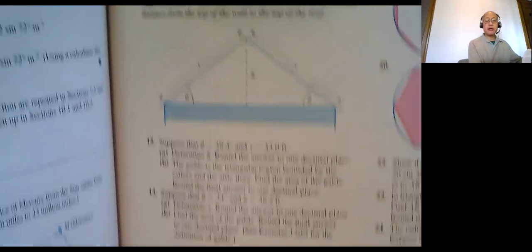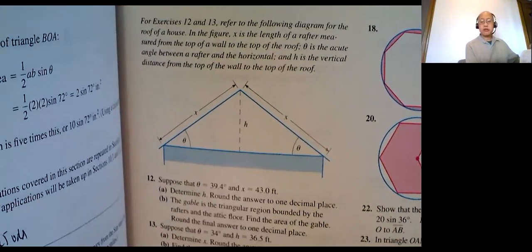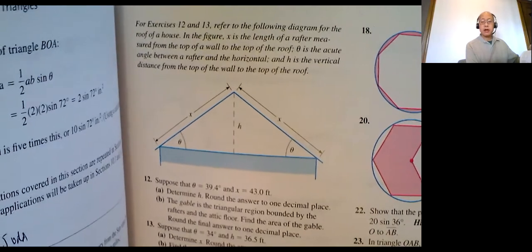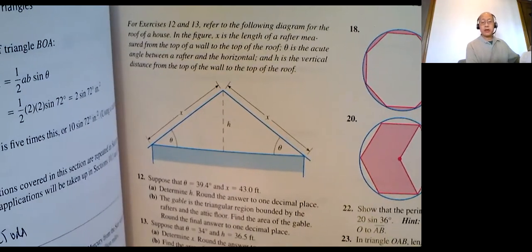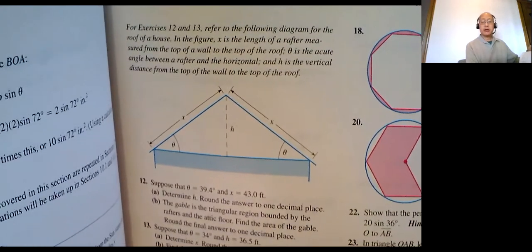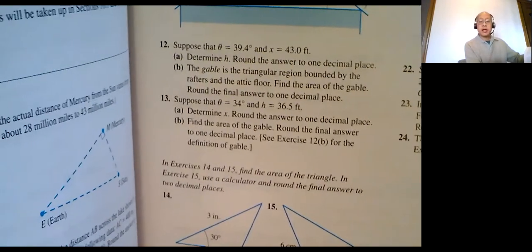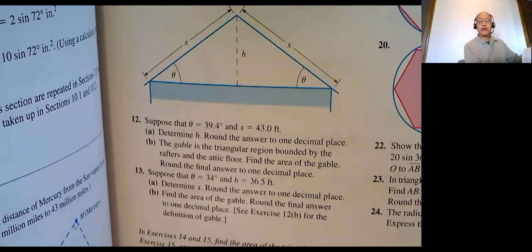All right, let's see. 13 is based on this picture here. So it's a roof of a house, and that looks like a typical roof. They have an H, X, and X, thetas which are equal. Let's find out what they need. So theta is 34 degrees, H is 36.5.